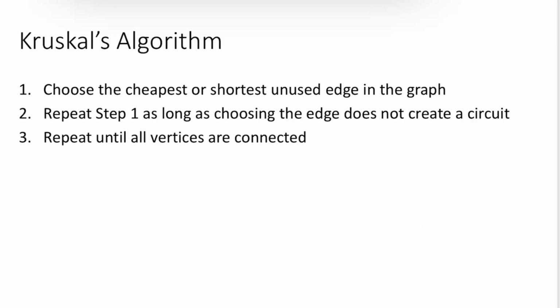So the way that Kruskal's algorithm works is you basically choose the cheapest or shortest unused edge in the graph, and you just do that over and over as long as choosing the edge will not create a circuit. Because the goal is to create a spanning tree, and if you create a circuit in your subgraph, then it won't be a tree. And so you just continue doing that until all of the vertices are connected, and then that means that you're done.